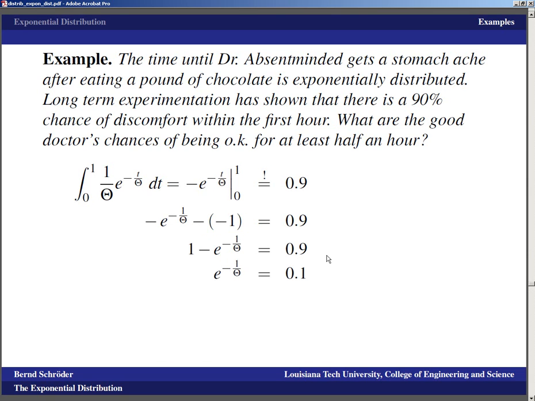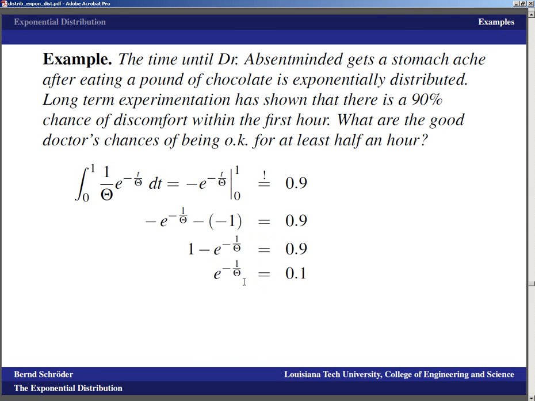Now we bring over the 1, we subtract the 1 and deal with the negative signs. So we get negative e to the negative 1 over theta is negative 0.1. And then we cancel the negative signs also. And now we have to solve an exponential equation. Well, we had to solve an exponential equation overall right away.